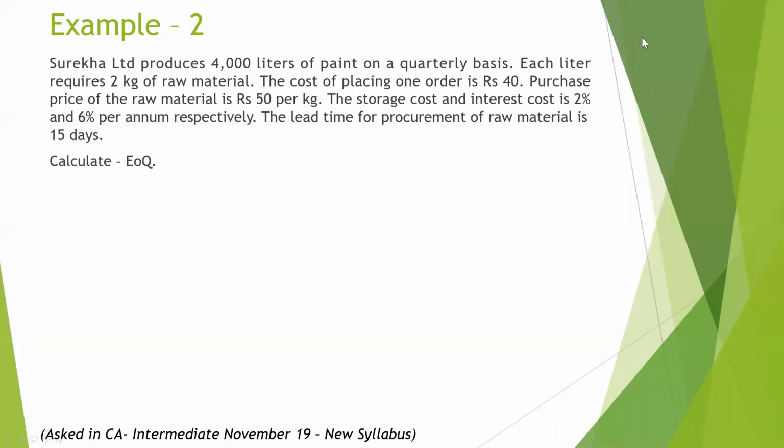Next, we are going to look at example 2. This question was asked in intermediate November 19 new syllabus. It is mentioned in the question that Surekha Limited produces 4,000 liters of paint on a quarterly basis. Each liter requires 2 kg of raw material. The cost of placing an order is rupees 40. Purchase price is 50 per kg. Storage cost and interest cost is 2% and 6% per annum. The lead time for procurement of raw material is 15 days.